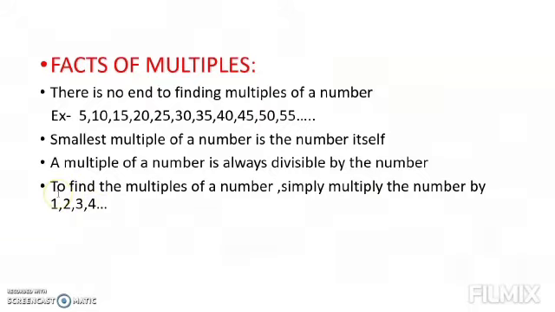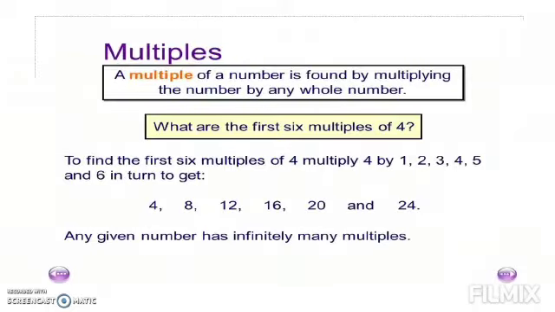Another fact, an interesting one. To find the multiples of a number, we simply multiply the number by the whole numbers, that is 1, 2, 3, 4, 5, 6, and so on. Because multiples are endless, like the numbers are endless, we can find endless multiples also. Now let us move on and look at an interesting question.